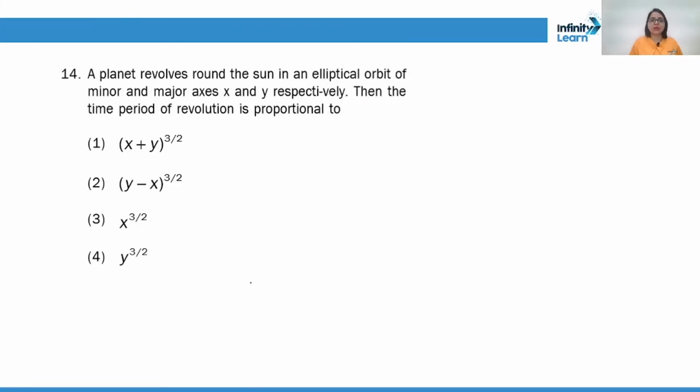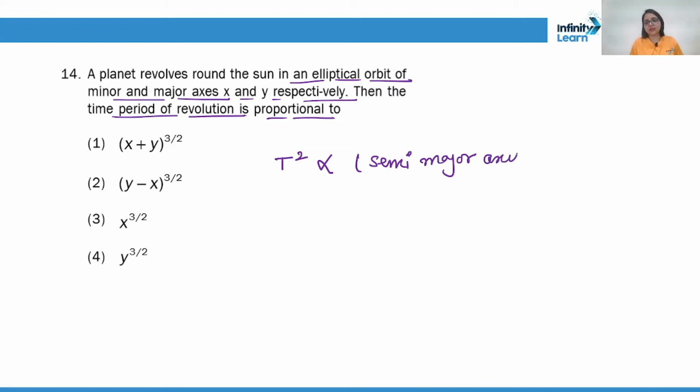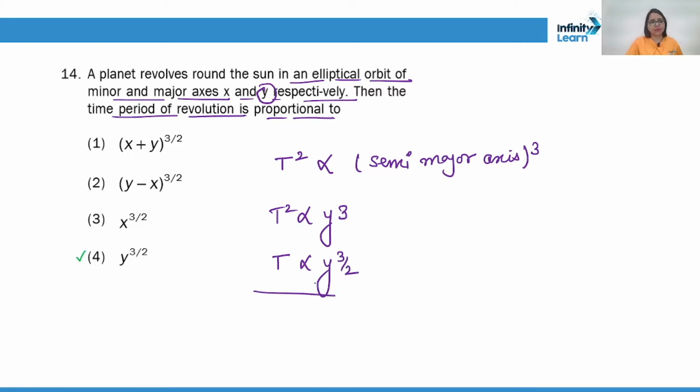Question number 14. A planet revolves round the sun in an elliptical orbit of minor and major axis x and y respectively. Then the time period of revolution is proportional to. So T square is directly proportional to the cube of the semi-major axis, right? Over here, the major axis is y. So T square will be directly proportional to y cube, and T is directly proportional to y to the power 3 by 2. So the correct answer is option 4.